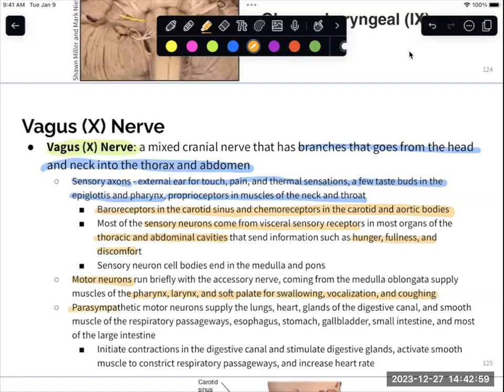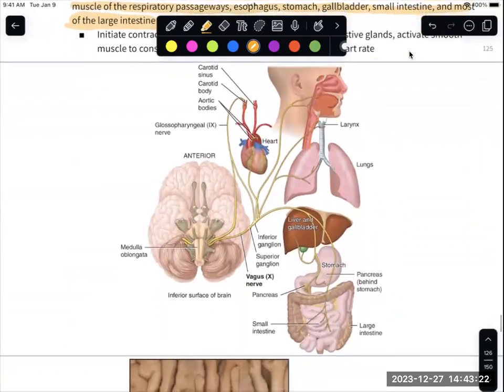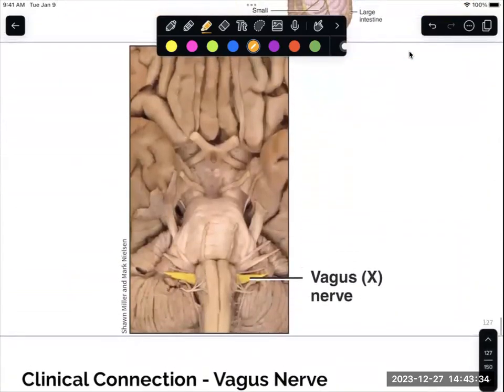We do parasympathetic to the lungs, hearts, any glands in the digestive canal, smooth muscles to the lungs, esophagus, stomach, gallbladder, small intestine, and most of the large intestine are receiving parasympathetic, so that rest and digest, to that vagus nerve. So this vagus nerve does a lot. So here's all of these different areas along the way that this vagus nerve is hitting up. And here is this vagus nerve, cranial nerve 10.